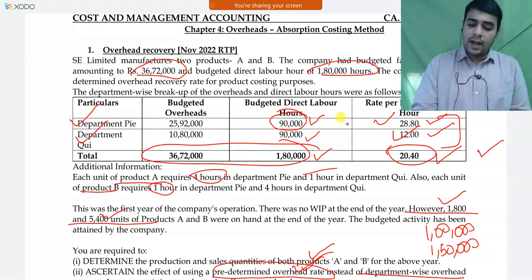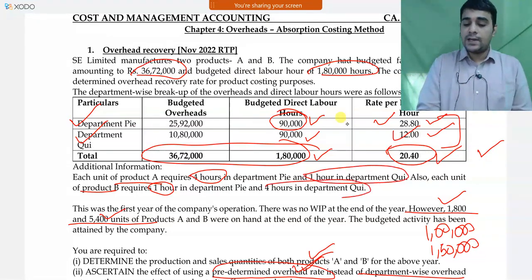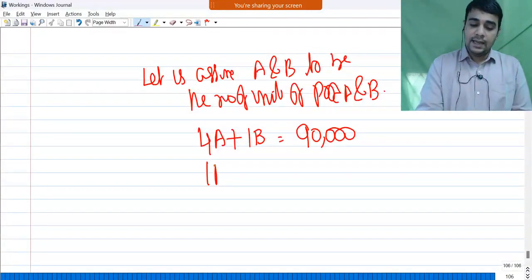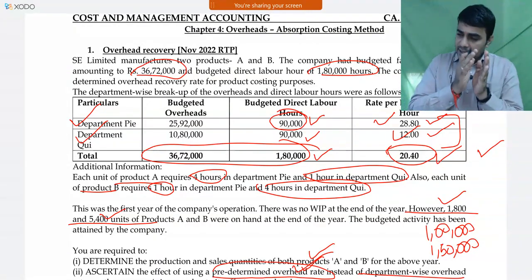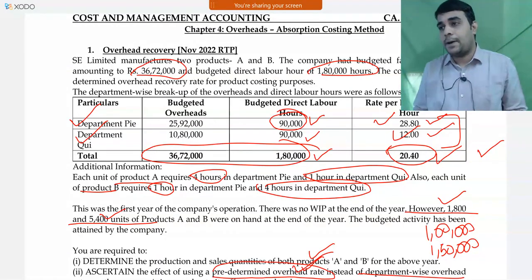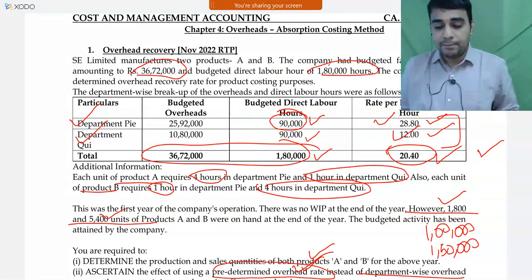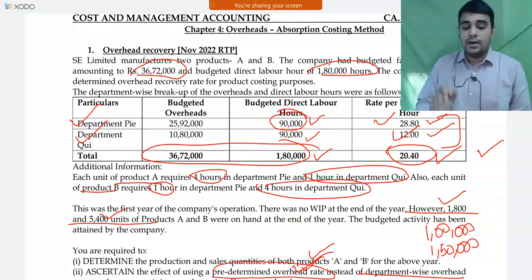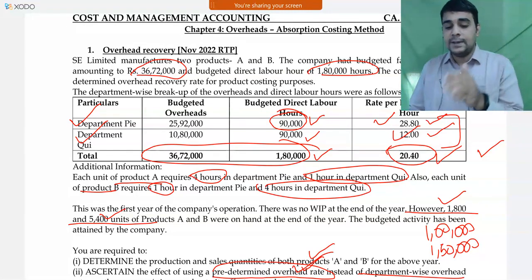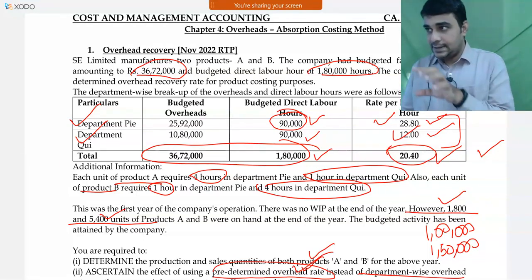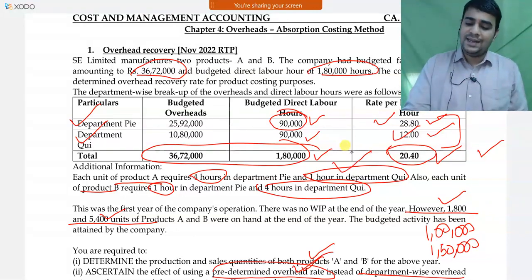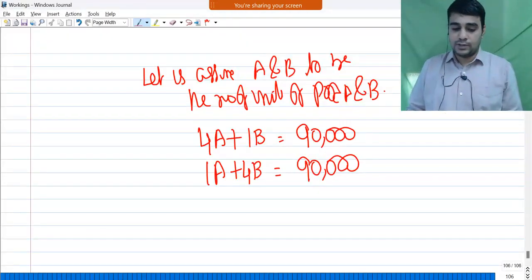Similarly, 1 hour in department Q and 4 hours in department Q. So 1A plus 4B is equal to 90,000. Each unit of product A needs 4 hours in department P, and each unit of product B requires 1 hour in department P. So, 4A plus 1B is equal to 90,000. Similarly, 1A plus 4B is equal to 90,000. Write the equations, solve them, and let me know what A and B are.